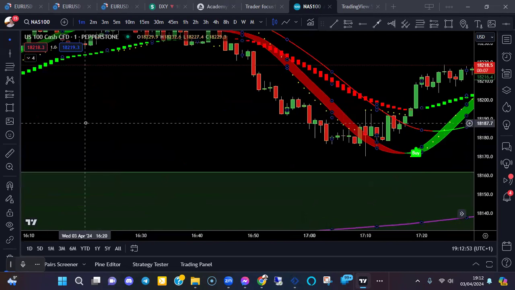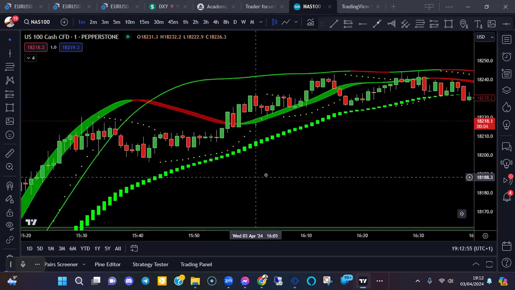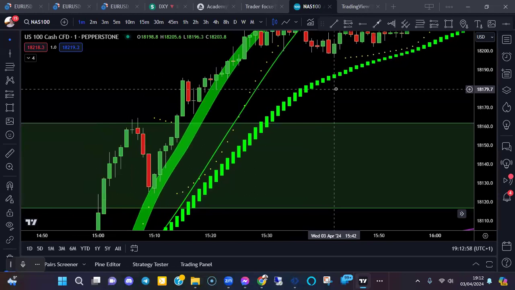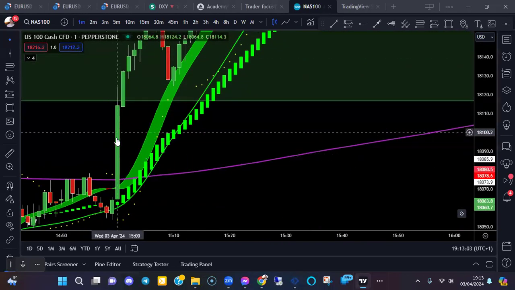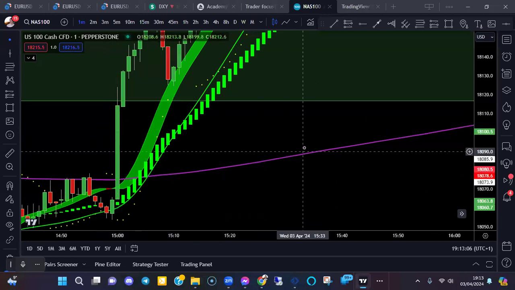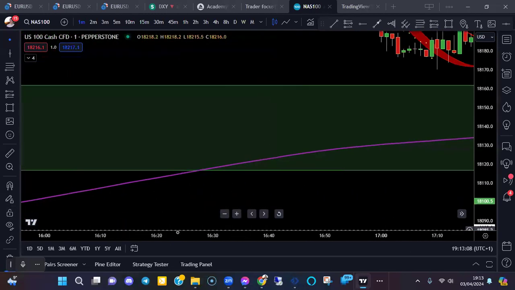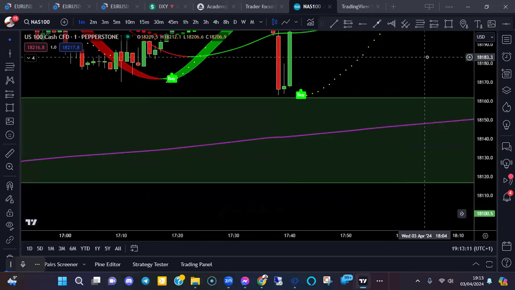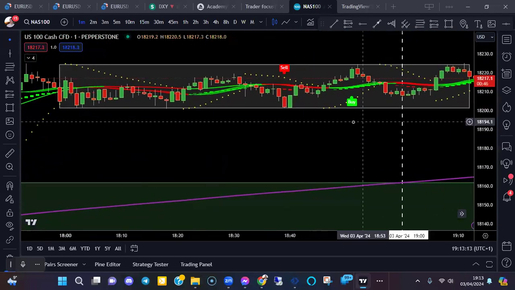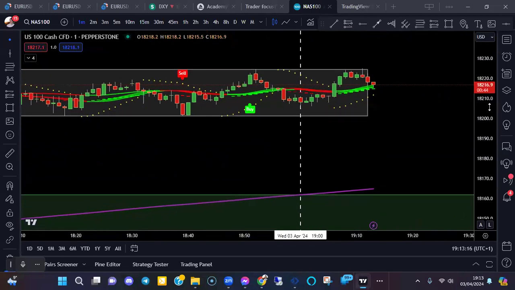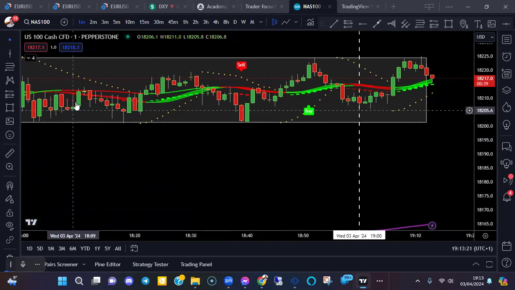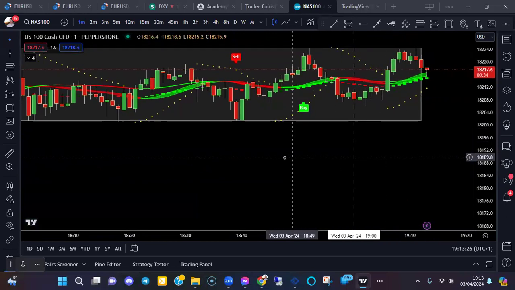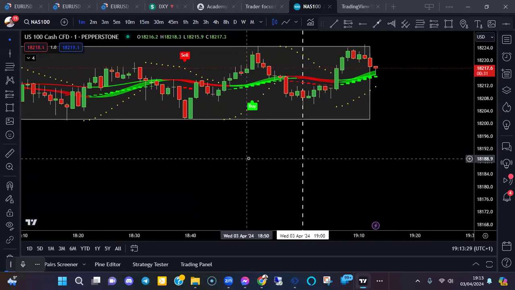Let's see if we can find 3 o'clock here. And indeed, there we go, 3 o'clock news, US news today. So I wouldn't have traded that anyway, keeping out of the news. But this is rather unfortunate. We are seeing a lot of sideways movement, consolidation. It is what it is.